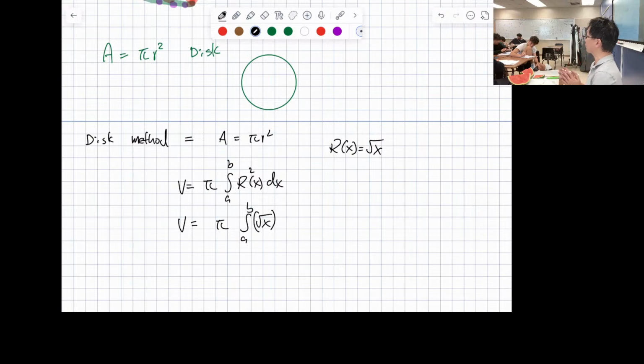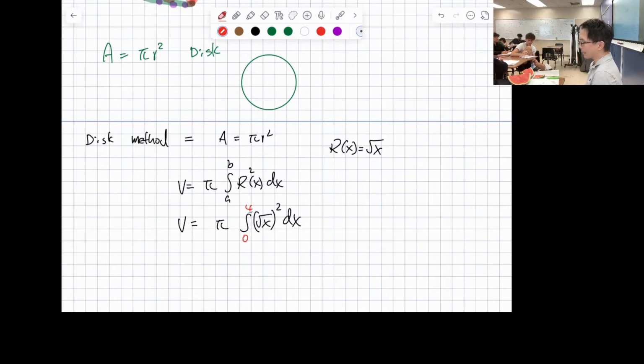It's not all the time the square root of x, because sometimes we might use a different function. We might use x cubed. Sometimes we might use y squared. But in this case, it's going to be square root of x, dx. What is a and b in this case? 0 to 4, because that's the x value, right? So in this case, it will be 0 to 4.